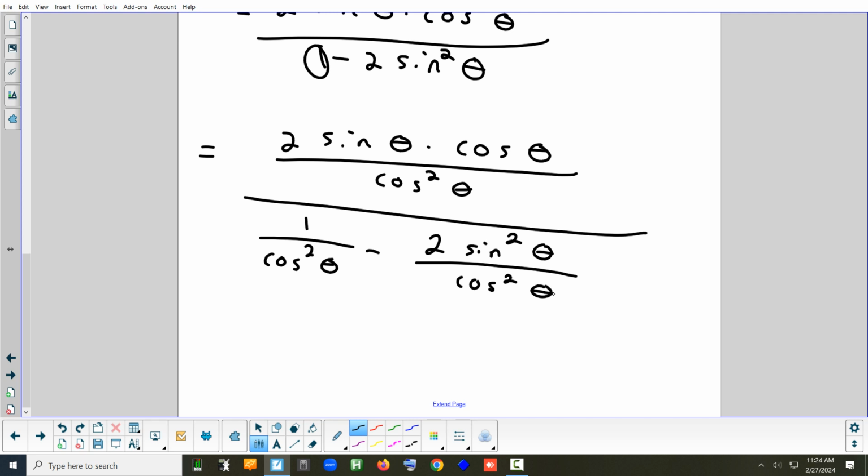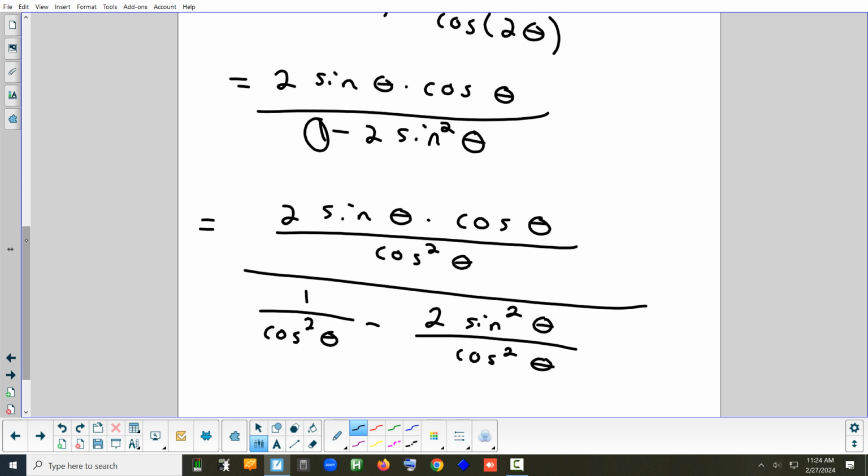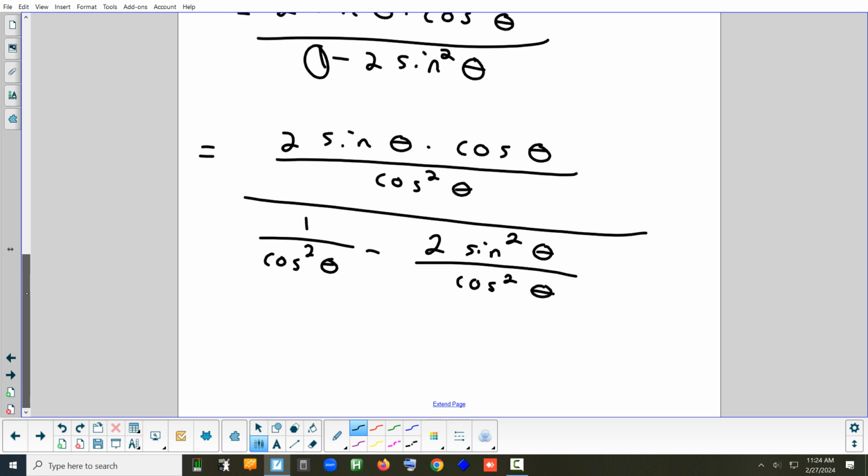What's going to cancel in the top? It's going to cancel with the cosine, turning the cosine squared on the bottom just to cosine. You can cancel 1 cosine from the top, 1 cosine from the bottom. So now you're left with 2 sine over cosine. And what is sine over cosine? Tangent. So I have 2 tangent. I've got the top exactly the way I want.